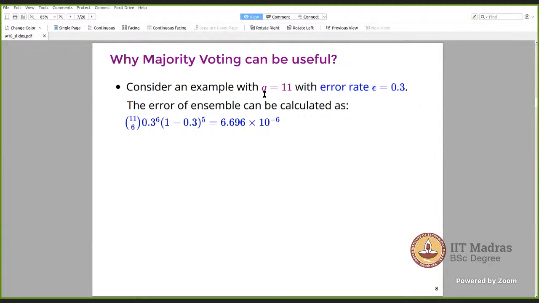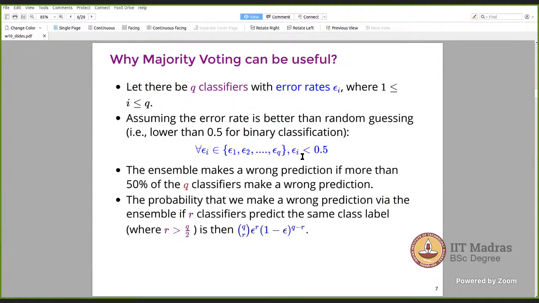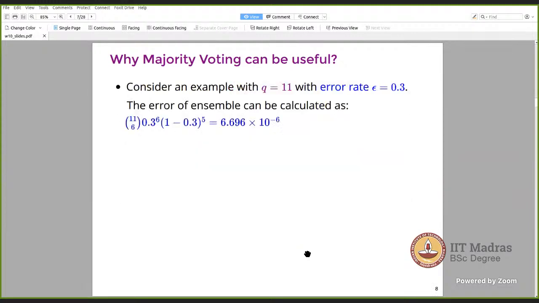Now, since we are going to aggregate using the majority vote that we talked about, the ensemble makes a wrong prediction if more than 50% of the classifiers make a wrong prediction. So we are using majority vote. When would your ensemble make a wrong prediction? If more than 50% of the individual classifiers make a wrong prediction, right? Now, let's see what the probability of that happening would be.